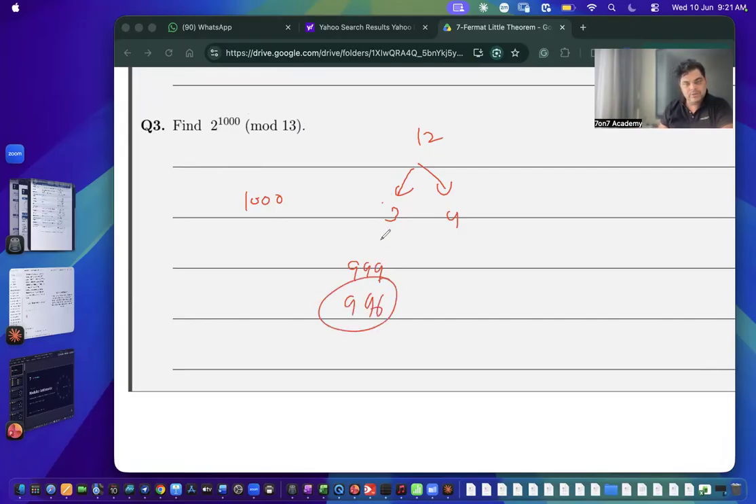This is a multiple of 3 as well as 4. So the answer is 3. Perfect. You are so good, guys. Like 2 raised to 996 into 2 raised to 4 mod 13. So these divisions will give you 1, and this 2 raised to 4 is 16, which gives 3.